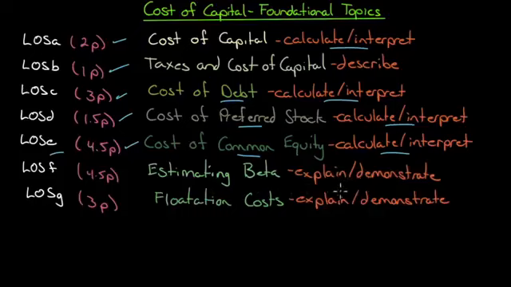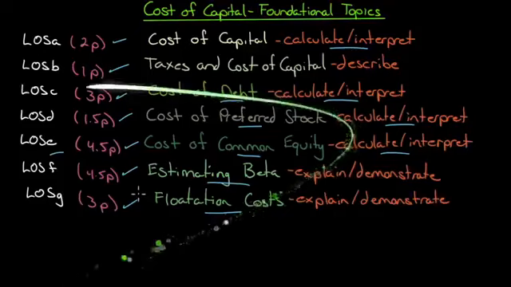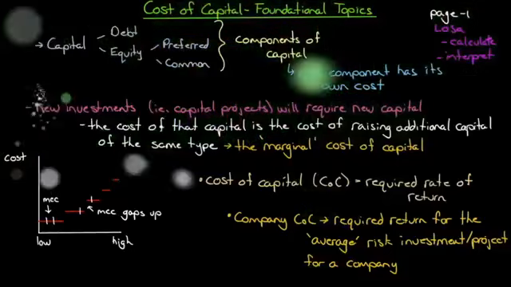Then we have explain and demonstrate for both estimating beta and how we're going to deal with flotation costs. 4.5 pages here, and we wrap up with 3 pages. Really short, really quick, under an hour. Let's go. Cost of capital.